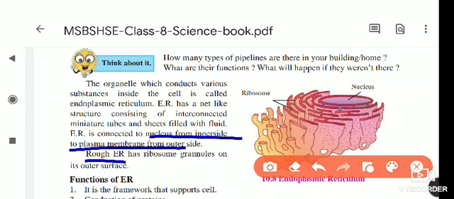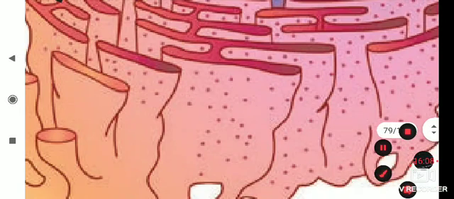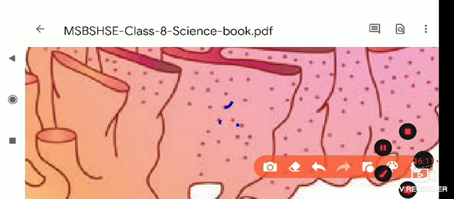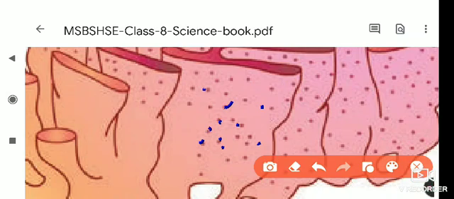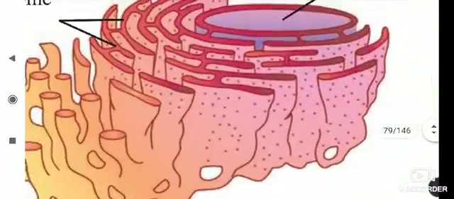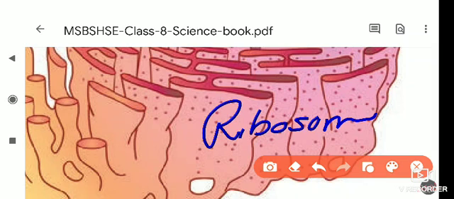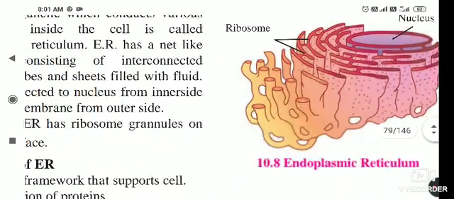Now, rough ER. There are two types of reticulum, smooth and rough. Rough endoplasmic reticulum has ribosome granules on the outer surface. If you see here, there are some dots shown. These are the granules, and because of these ribosomal granules, it is called rough endoplasmic reticulum.